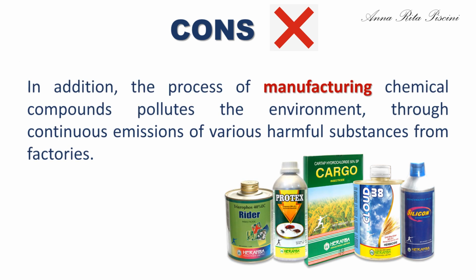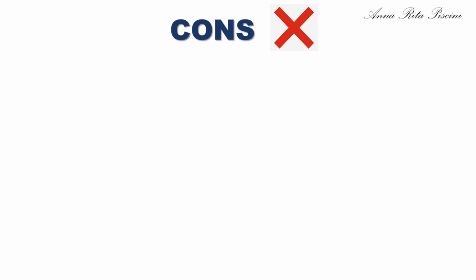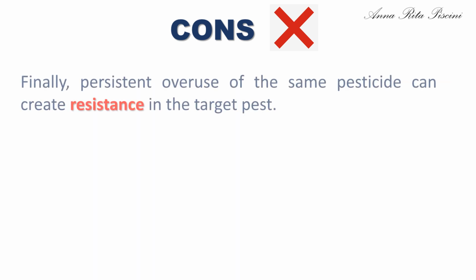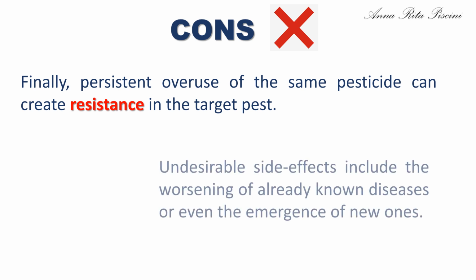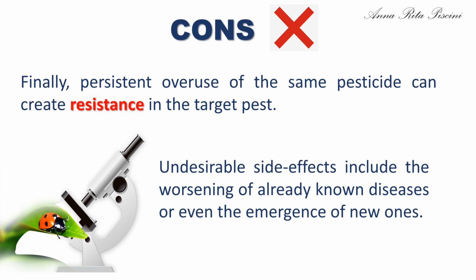In addition, the process of manufacturing chemical compounds pollutes the environment through continuous emissions of various harmful substances from factories. Finally, persistent overuse of the same pesticide can create resistance in the target pest. Undesirable side effects include the worsening of already known diseases or even the emergence of new ones.